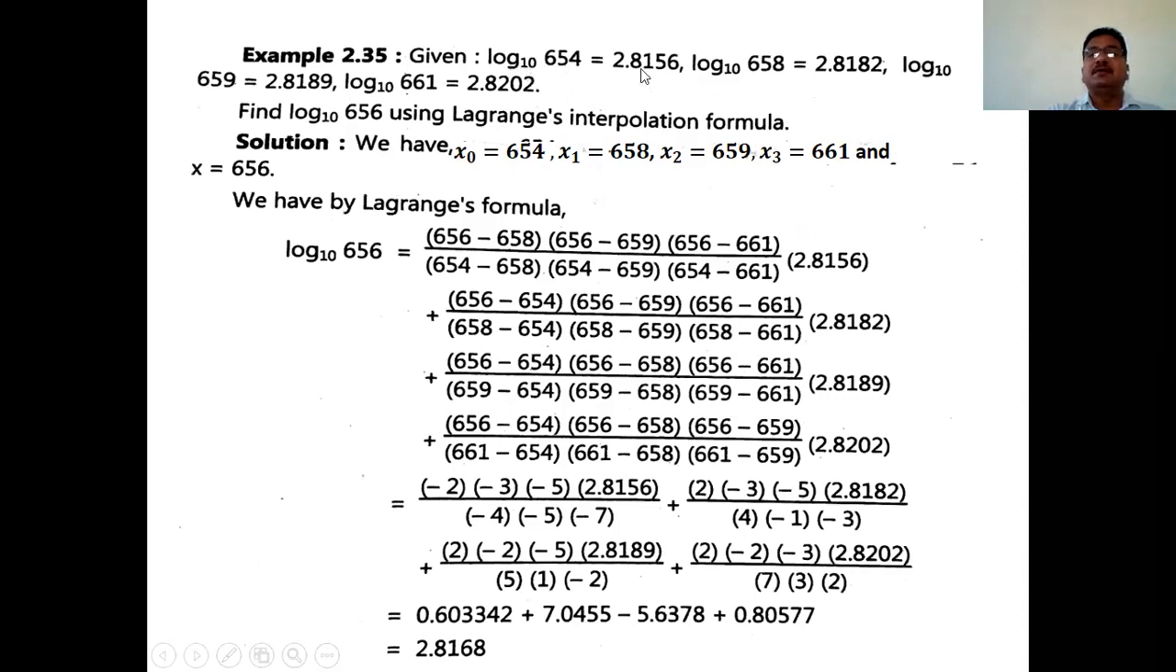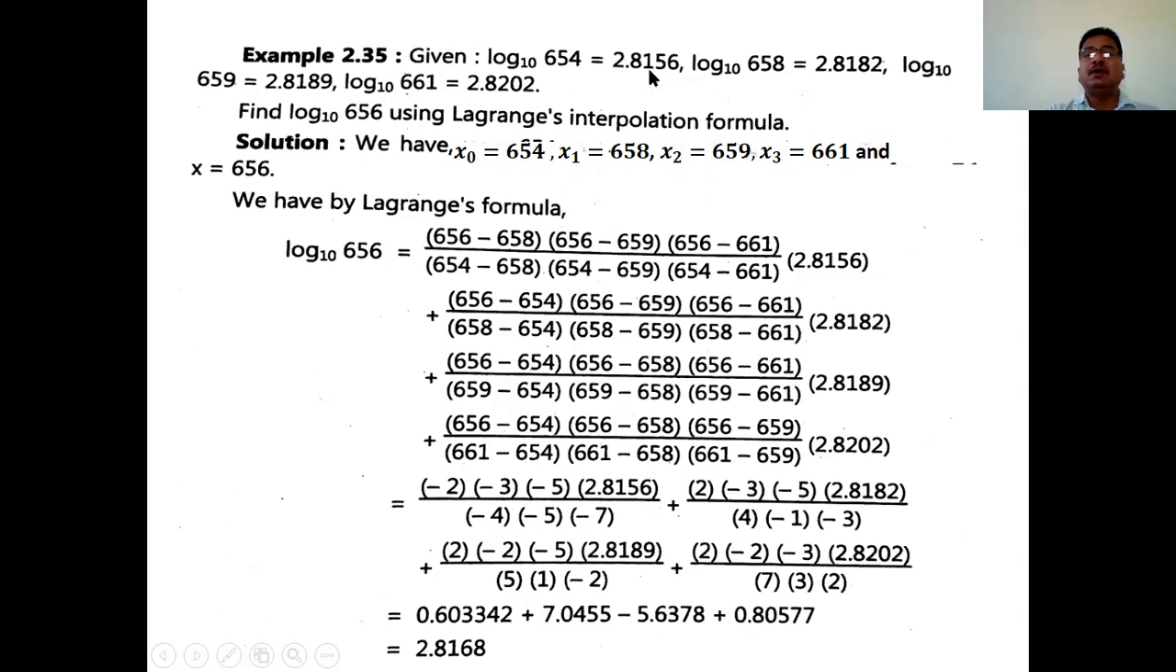Similarly, in the next problem, we are given the values of the log function, log 654 with base 10. So what is the table? The values of x are 654, 658. These are the values of x. Don't write the values of x as log 654 with base 10. So what is x naught? X naught is 654, x1 is 658, x2 is 659, and x3 is 661.